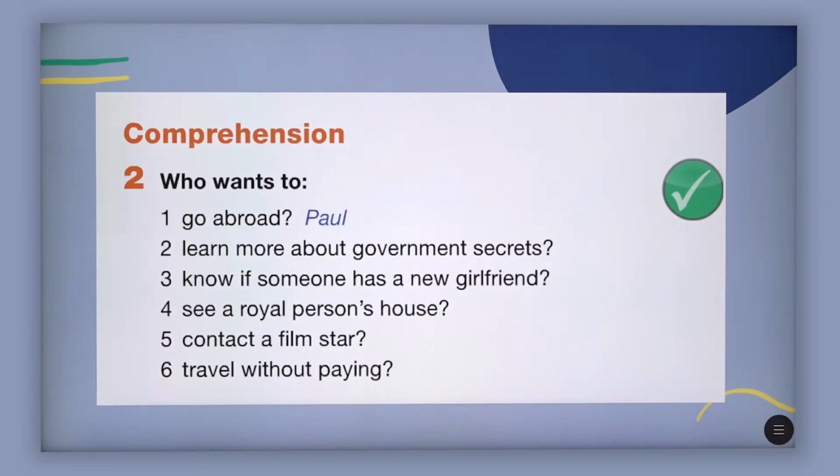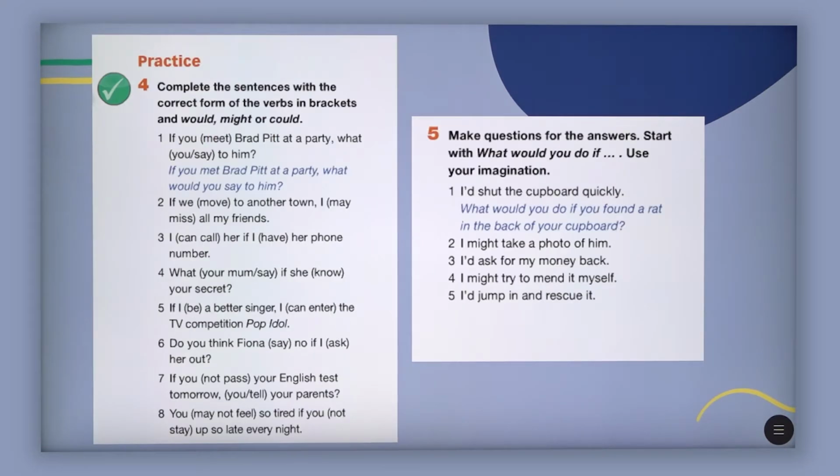Here we've got who wants to go abroad. It's Paul. And then decide the other questions, who do they belong to. Next we've got practice. Complete the sentences with the correct form of the verbs in brackets and would, might, or could. See, the first example is, if you met Brad Pitt at a party, what would you say to him? So we can see how the questions are formed too.